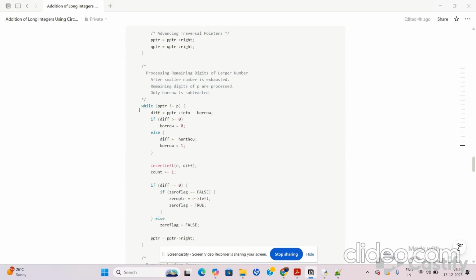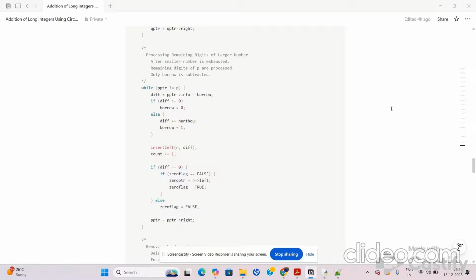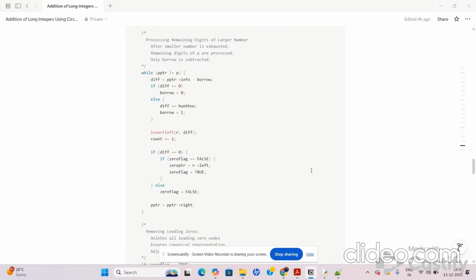Okay, so this while loop is for the remaining part of the larger number, and there also the logic is the same. If the difference is greater than or equal to 0, that means borrow is 0, else you're going to add the base and make the borrow 1. You're going to insert the difference to the left side and increment the count by 1. And if any node becomes a node with all zeros, you're going to set the 0 flag to true, and you advance the pointer to point to the next node.